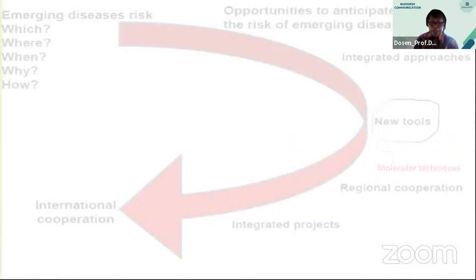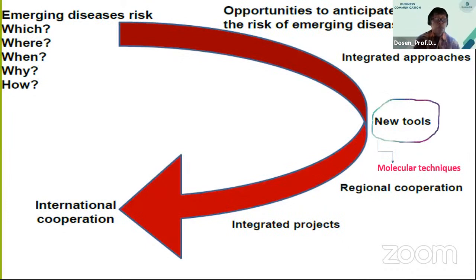So starting from this outbreak, we should identify which disease, where is the disease, and when, why it is over there, and how we should control it. Then we should have an integrated approach, and for biotechnology, we should have a new tool for molecular techniques, which will be addressed by the second speaker later on.